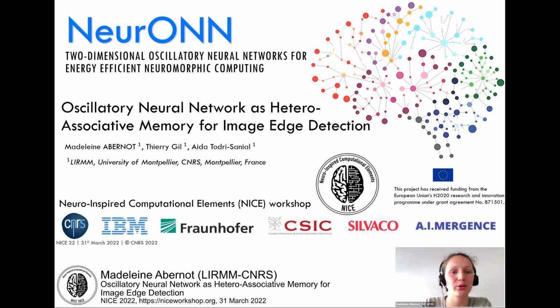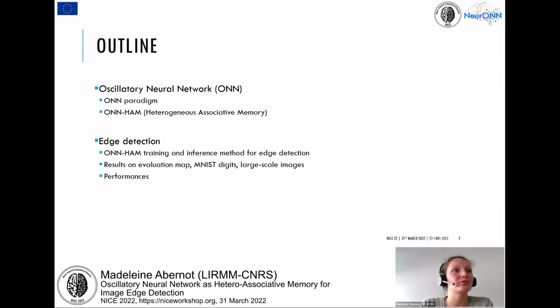And today I'm going to present some work we have done on using oscillatory neural networks as heteroassociative memory for image edge detection. This is work done in the framework of the Neuron project, a European project called Neuron. I'm going to start by presenting oscillatory neural networks, the paradigm, and how we use it as a heteroassociative memory. Then I'm going to show how we use this ONN-HAM architecture to perform some edge detection applications.